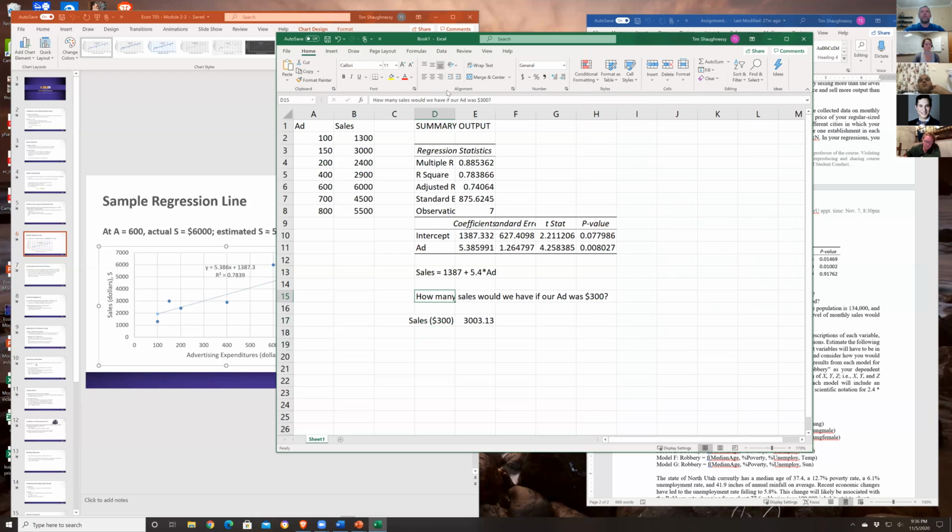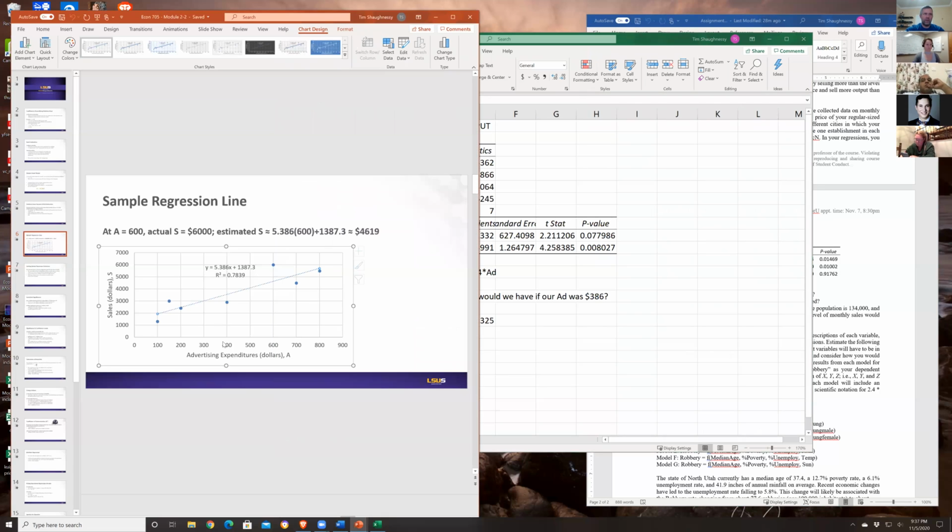Again, you could go in and say, like I said before, 386. I can just go in, my little equation is still set up here, make that change. So if we advertise $386, we would expect sales to be around $34.66. So again, if I just eyeball this a little bit, 386 would be maybe somewhere over here. And my prediction is $34.66. So that's probably right around where this line is. $34.66 if we spent $386 on advertising.